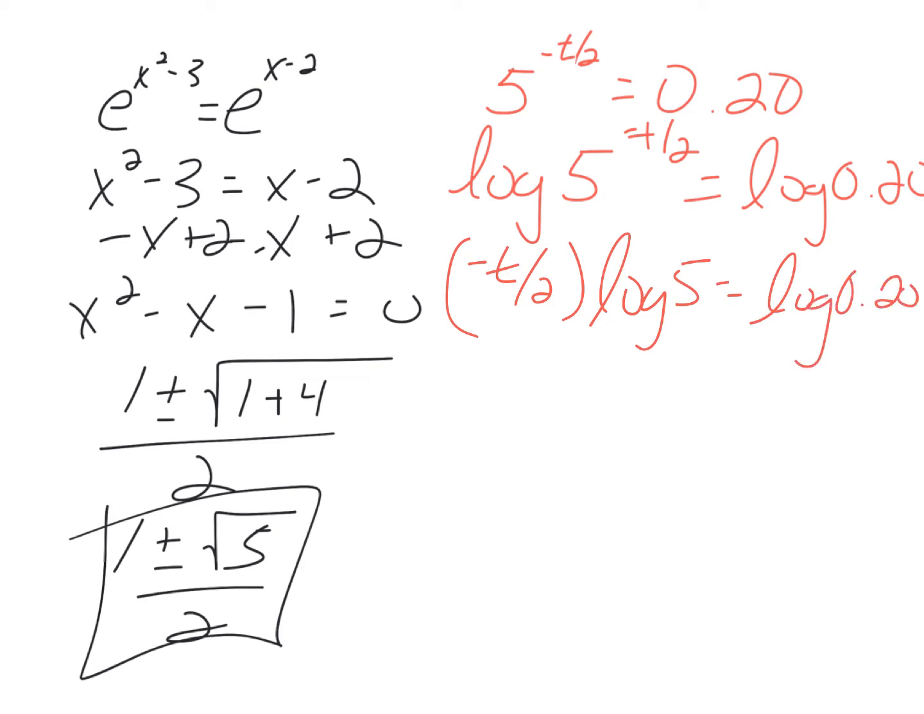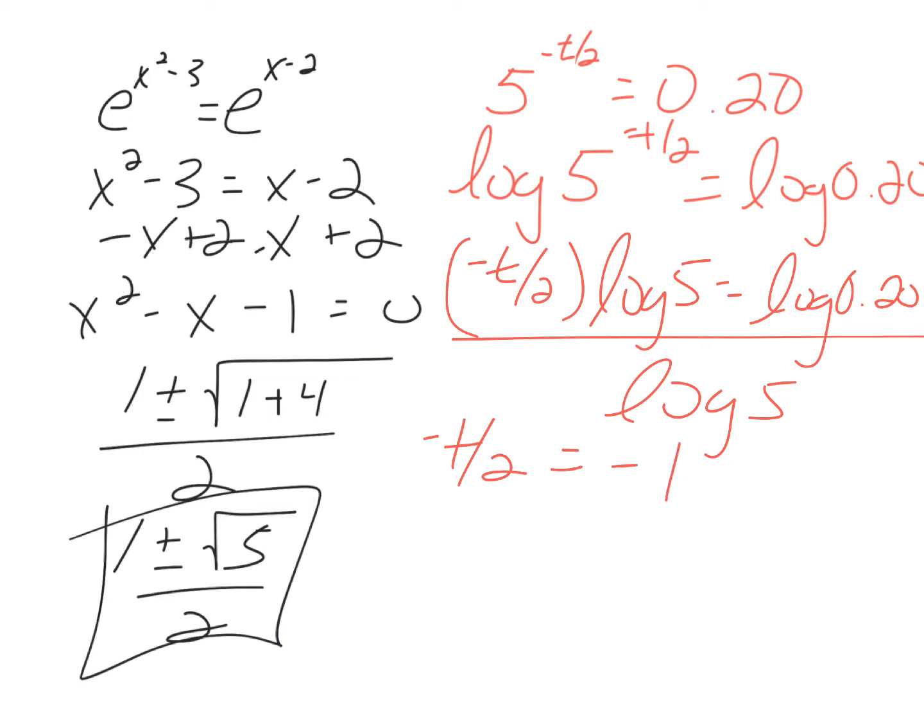And then our goal is to isolate t. So I'm going to divide both sides by log 5. And I'm left with negative t over 2 equals whatever log of 0.2 divided by log of 5 is. It actually comes out nice. It's negative 1. So then isolate t and multiply both sides by 2. And then divide by negative 1. You get t is equal to 2. And I should have put x equals right here as well.